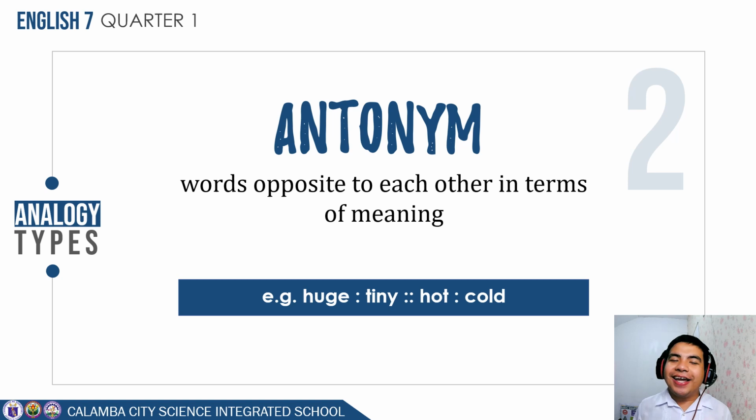On the other hand, ladies and gentlemen, of course, we have antonyms, which are words opposite to each other in terms of their meaning. The classic example is huge is to tiny, as hot is to cold. Obviously, both terms contradict each other, making it antonyms, the second type of analogy.